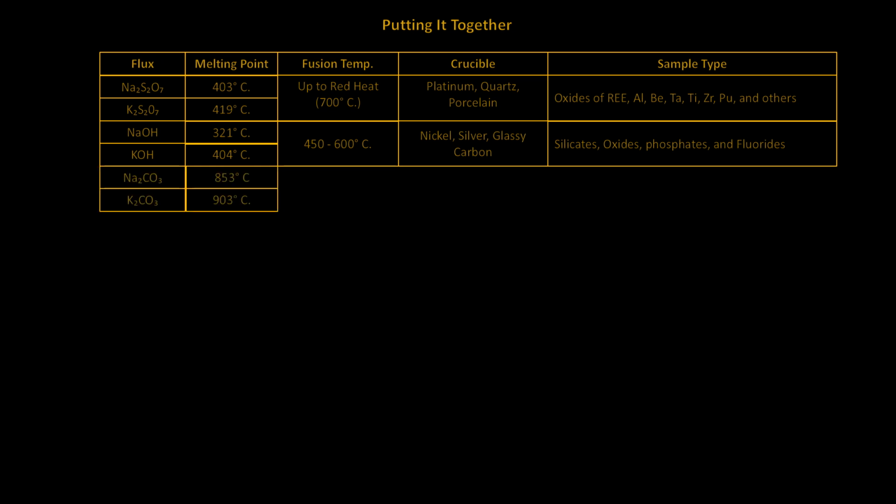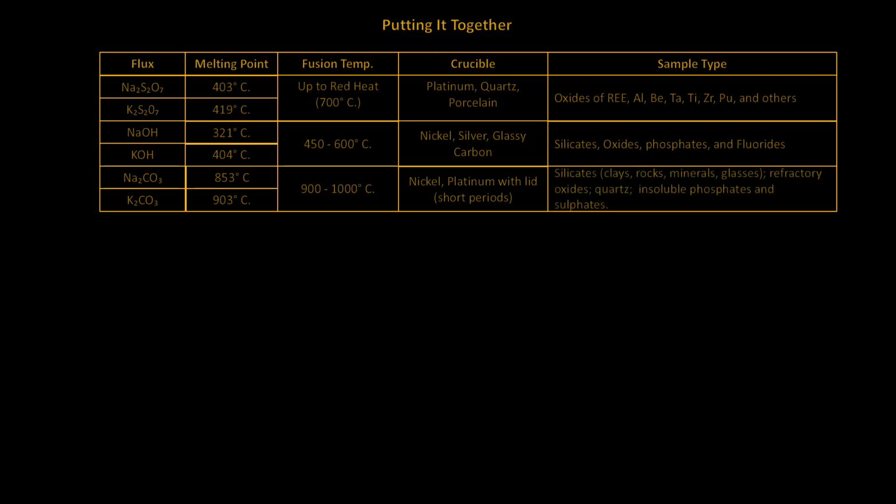Sodium carbonate melts at 853 degrees centigrade, potassium carbonate at 903 degrees, both of which will fuse between 900 and 1000 degrees. Nickel crucibles are most commonly used, but platinum with lids may be utilized as long as the fusion time is kept short. The samples are typically silicates, such as found in clays and rocks. Others are minerals and glasses. Others are refractory oxides, quartz, insoluble phosphates, and sulfates.